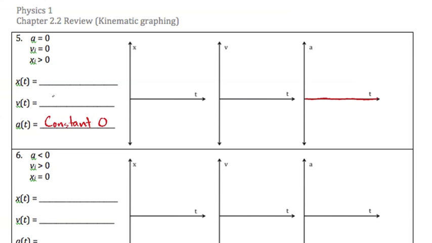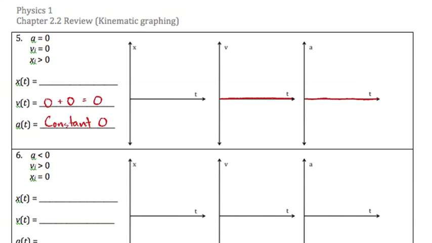What's our v of t? What's our velocity as a function of time? Well, it's our initial velocity plus at. Of course, our initial velocity is 0, and our a is 0. Well, what's that look like? Well, that means 0 plus 0 is 0. Well, what about time? Where does time factor in? Well, that means it doesn't matter what time it is, whether you're 1 second in or 10 seconds in. That means velocity is always going to be 0. So it starts at 0 and stays 0.